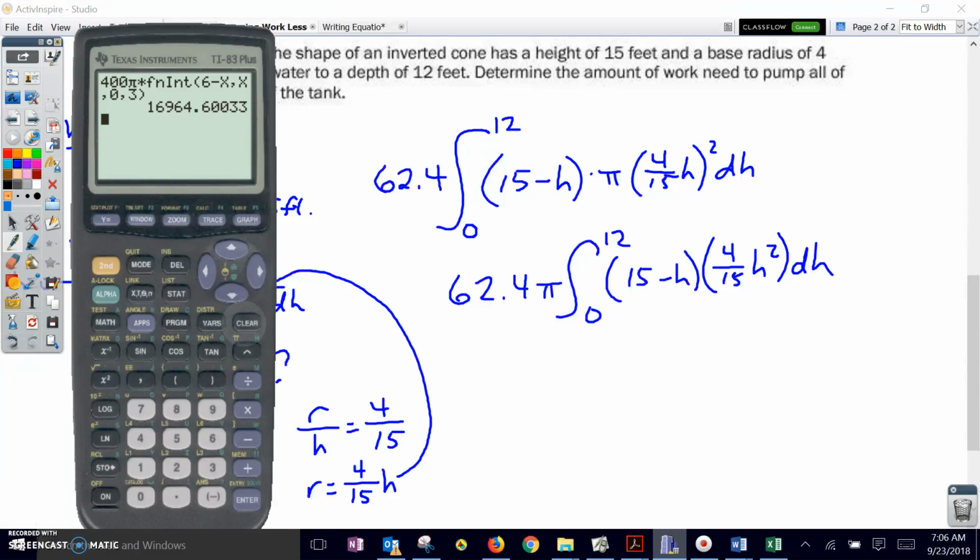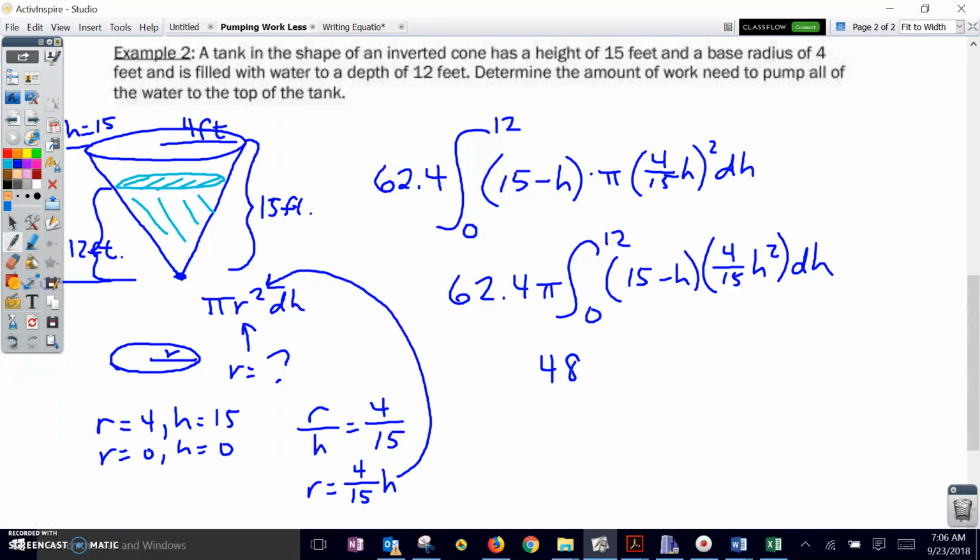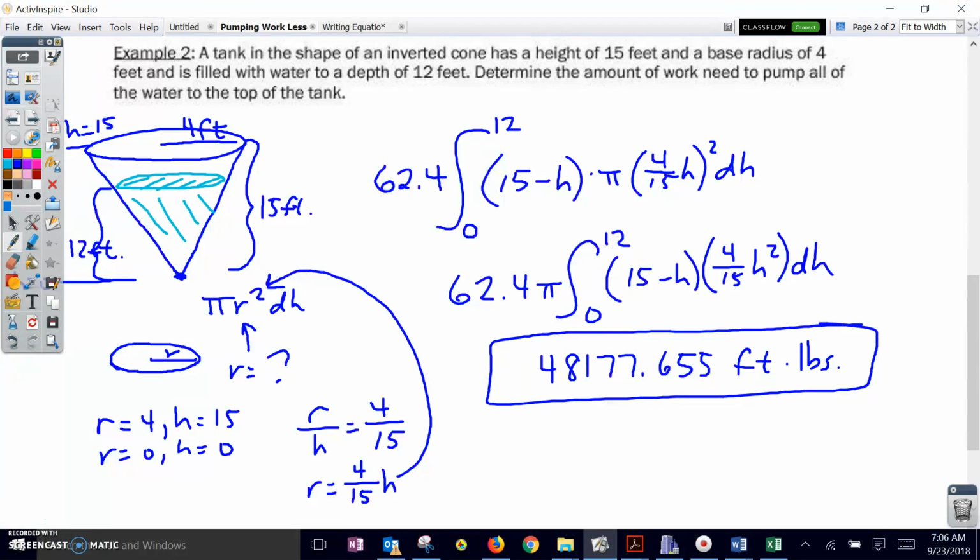And so I break out my hand calculator, 62.4 pi, and use the integral of 15 minus x times 4/15 x quantity squared with respect to x, 0 to 12, 48,177,655 foot-pounds of work is required to pump all the water out of this tank.